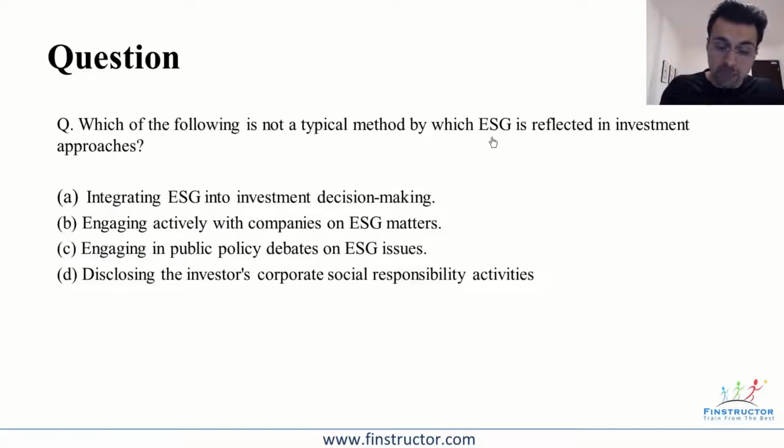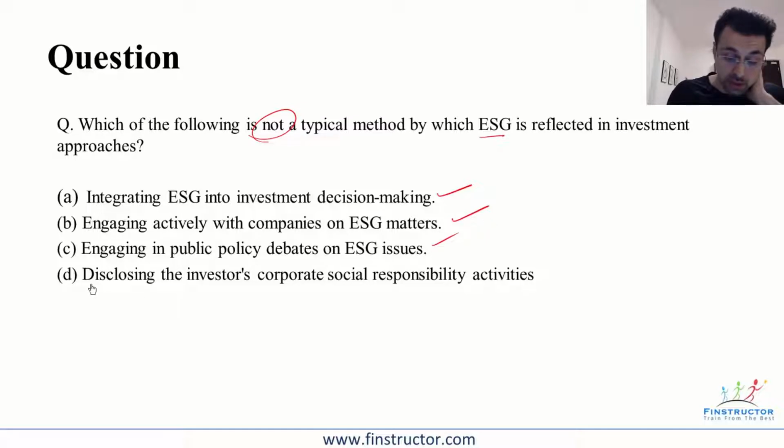Which of the following is not a typical method by which ESG is reflected in investment approaches? So generally, you will incorporate ESG by integrating it into your decision making. You can engage with the companies. You can engage with the regulators and public policy. We studied all this. Disclosing the investors' CSR activities is not a typical method by which ESG is reflected in investment approaches. The first three are the three approaches.